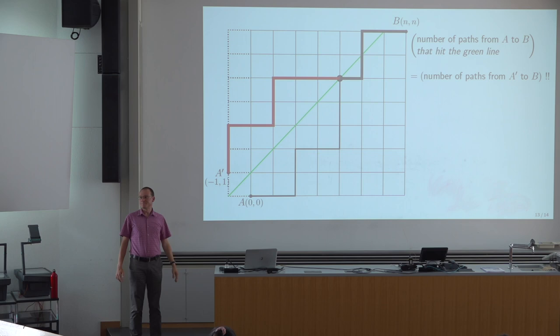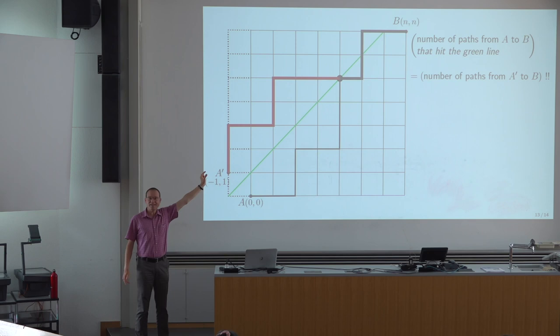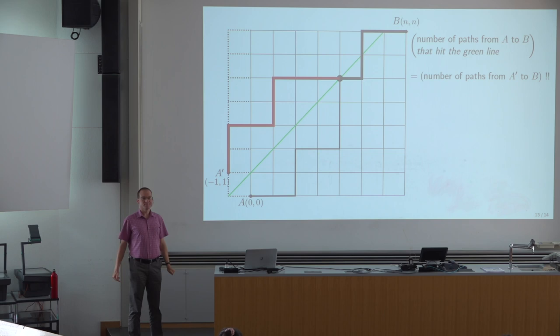Instead of paths from A to B that hit the green line, you replace those by paths from A prime to B, just paths. How many are there? That's very easy. Now it's very easy. We have essentially solved the problem. This is the key step. This is the idea: to replace paths that hit the green line by paths instead from A prime to B. How many are there? That should be very easy. How do you count paths from A prime to B? In terms of N.